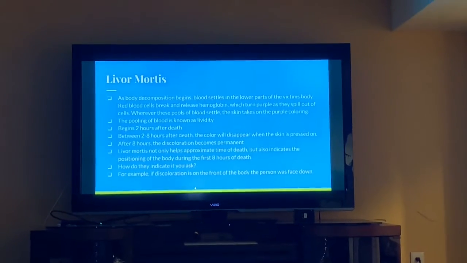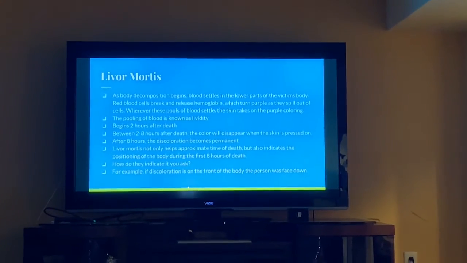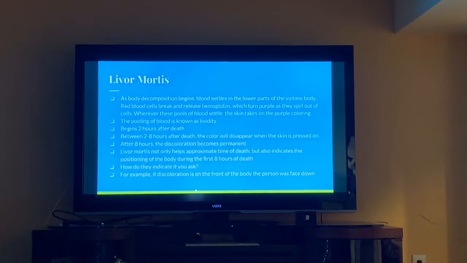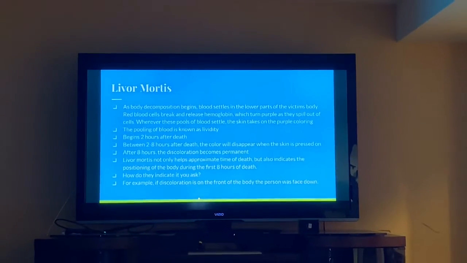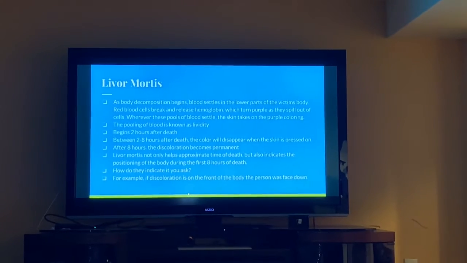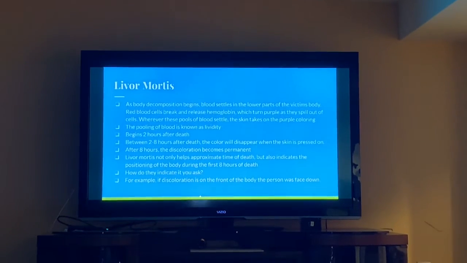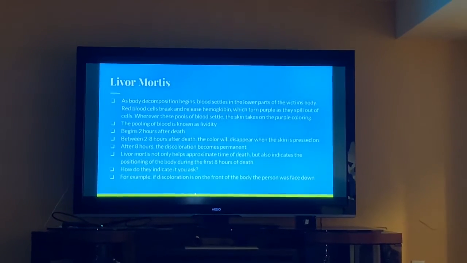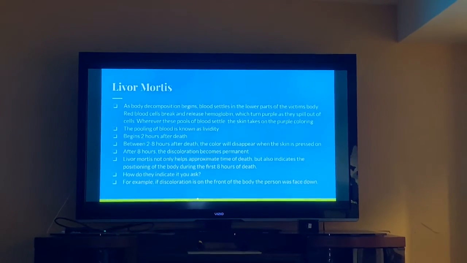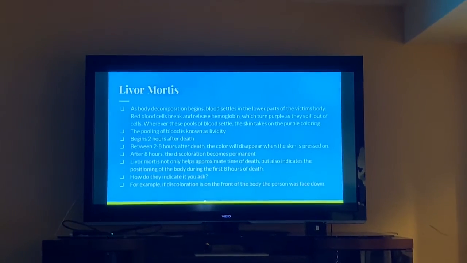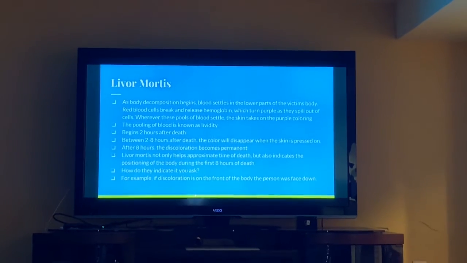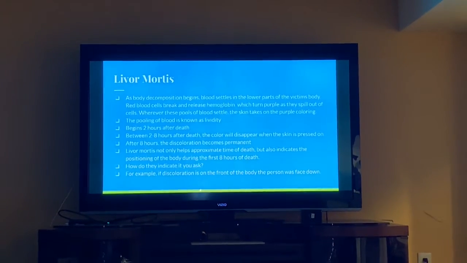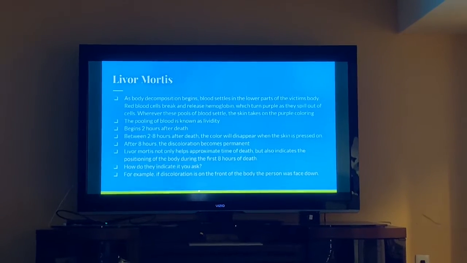Right here, we're going to be talking about the livor mortis. As body decomposition begins, blood settles in the lower parts of the victim's bodies. Red blood cells break and release hemoglobin, which turn purple as they spill out of cells. Wherever these pools of blood settle, the skin takes on a purple coloring. The pooling of blood is known as lividity.